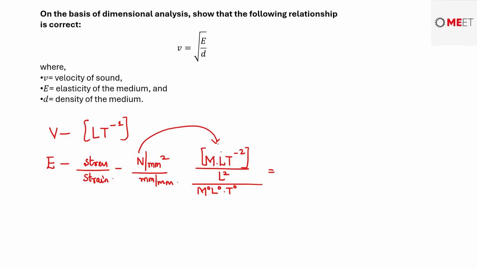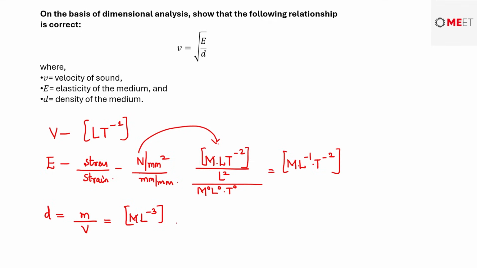Upon simplification, we get m L by L square, which is L power minus 1 into T power minus 2. This would be the dimensional formula of elasticity of the medium. Density is given by mass by volume, where mass is m and volume is L power 3. Since it is in the denominator, it will be raised to L power minus 3.